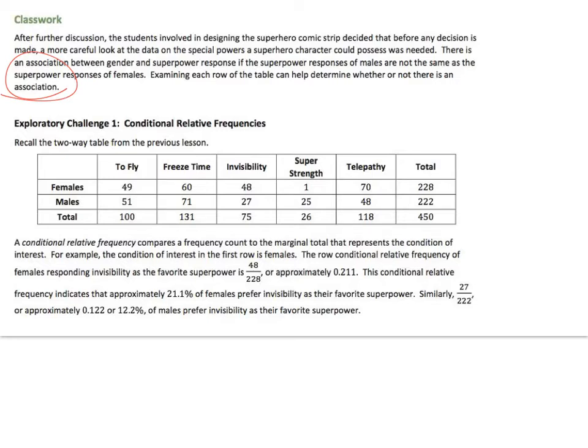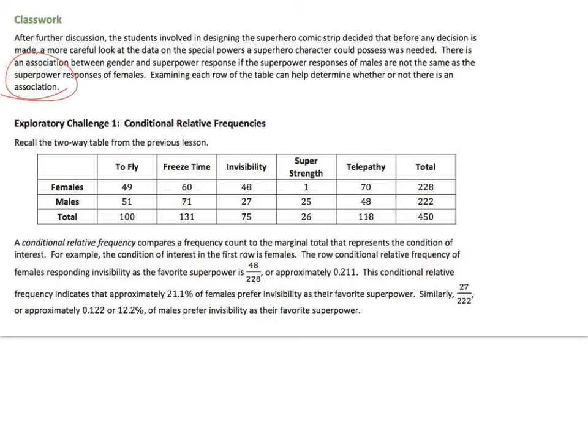So let's recall the two-way table from the previous lesson. 450 random surveys were pulled, and students were asked whether they wanted the superhero power of flying, freezing time, invisibility, super strength, or telepathy. And we separated those between males and females.